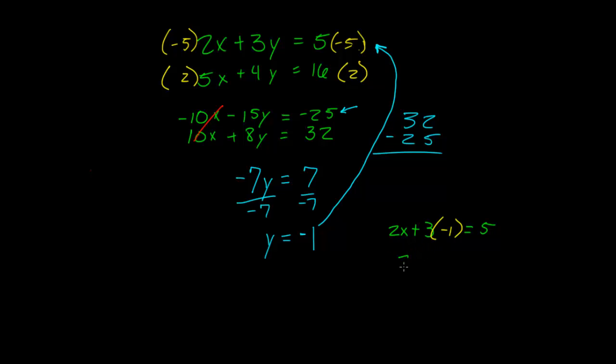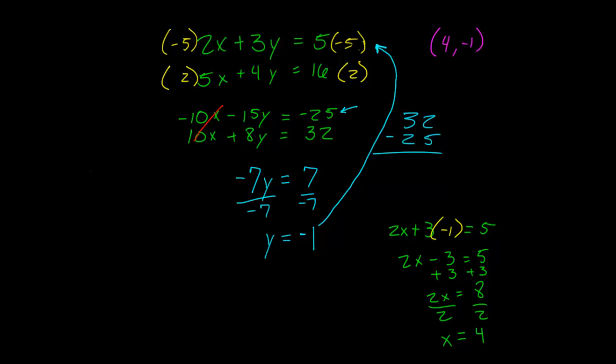Let's look at solving. 2x, multiply it out, minus 3, because we got a negative 3, equals 5. Add a 3 to both sides. 2x equals 8. Divide by 2, divide by 2, x equals 4. So now your solution is x equals 4, y equals negative 1.